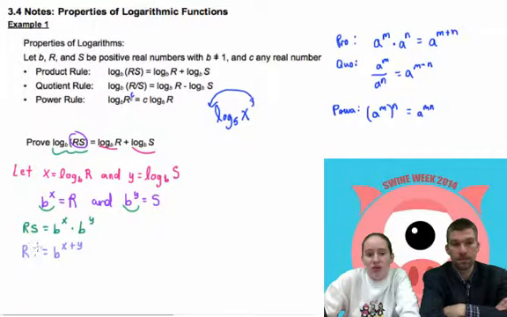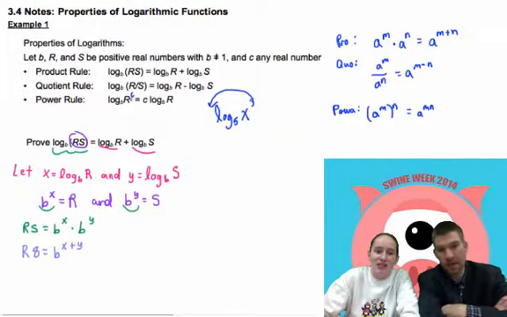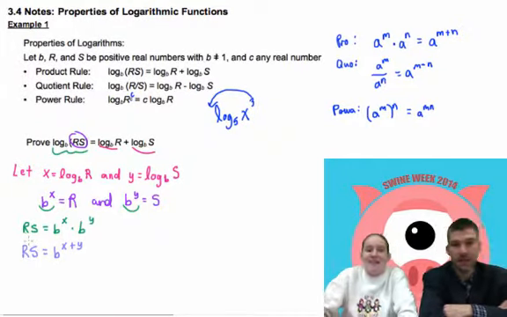And that's still what R times S is? Oh, that's not an S. That's the weirdest S I've ever seen.